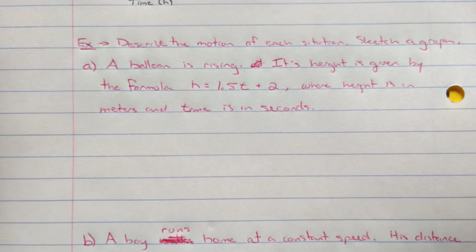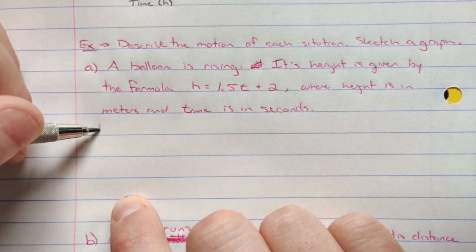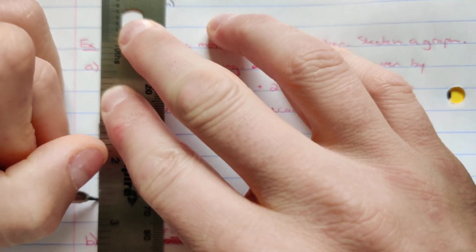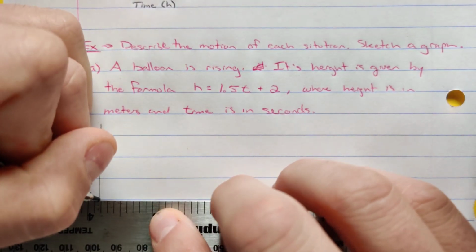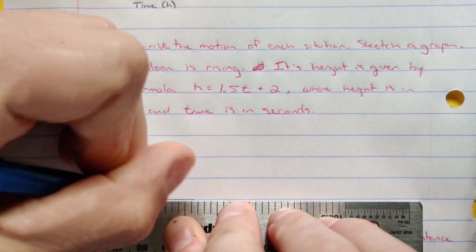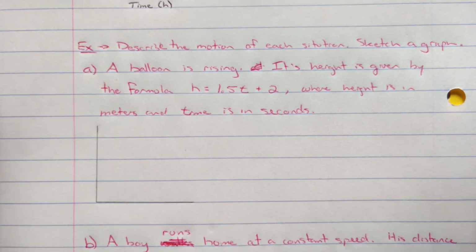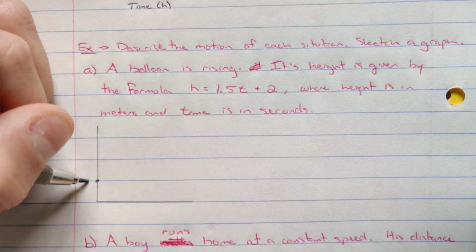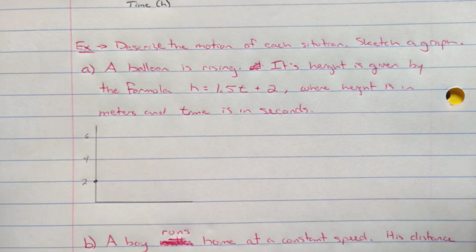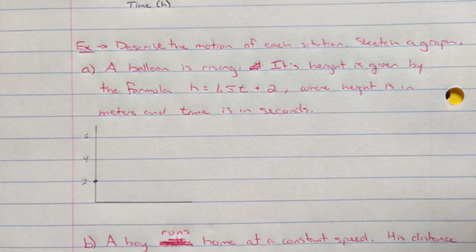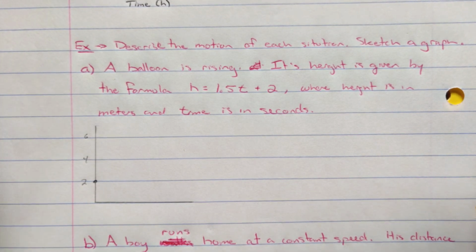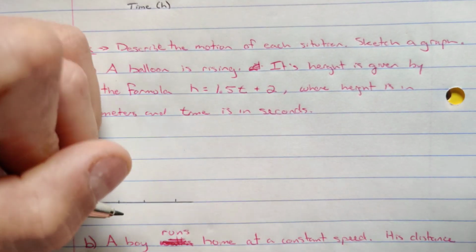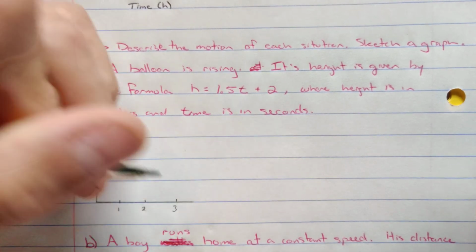So if we describe that, well, let's sketch a graph first. And we'll just do a quick little sketch of the graph. And again, when we're doing a sketch, we don't need to be exact. We just want to get some key points on there. So it's going to start here, say, at 2 meters. So we'll say 2, 4, 6. And then it's 1.5 times t. So if I just make some approximate markings here, 1, 2, and 3.